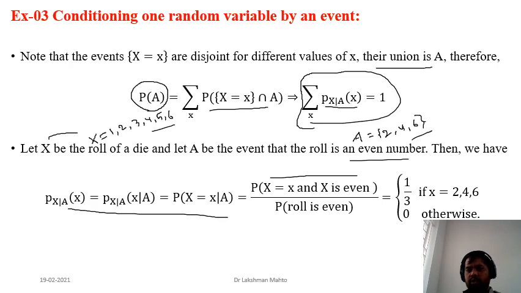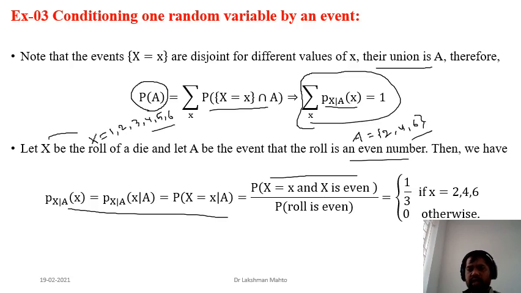So that's why the probability mass function for x equal to 4 would be 1 by 3. Again, similarly, the probability mass function for x equal to 6 would be 1 by 3. Otherwise, if you take any odd number, that would not be in A.